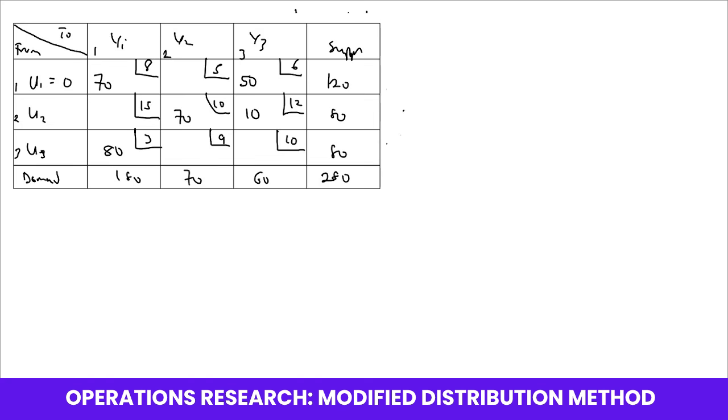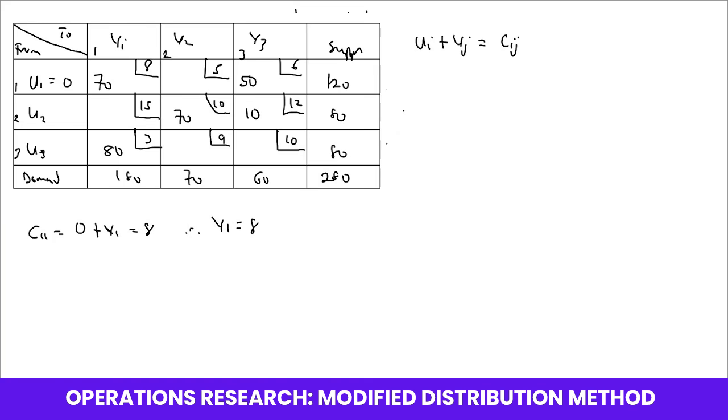So starting from here, that's C11. You already know the expression. We use the expression Ui plus Vj is equal to Cij. That's what we use to calculate. So our U1 value here is 0. We don't know our V value. So V1 is equal to 8. So therefore V1 is equal to 8.